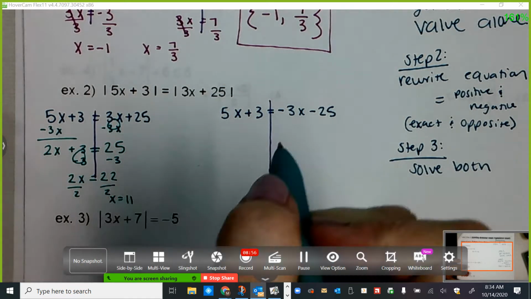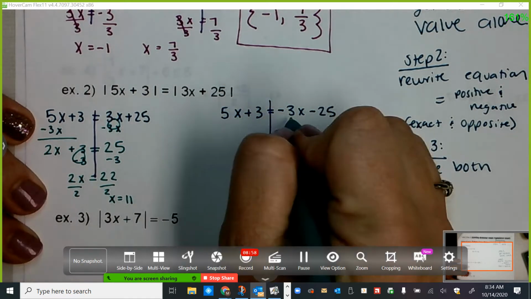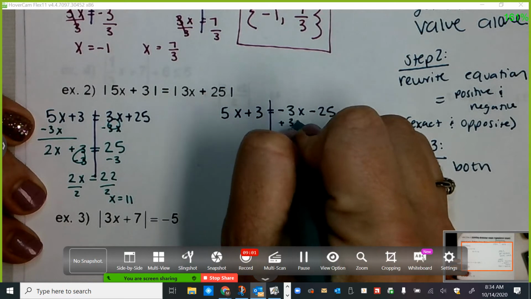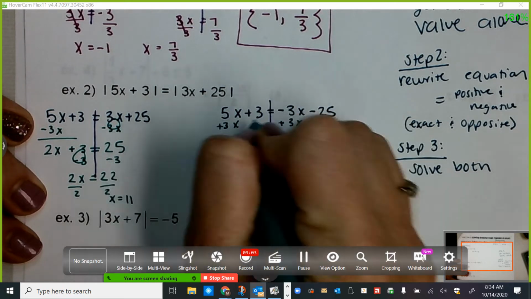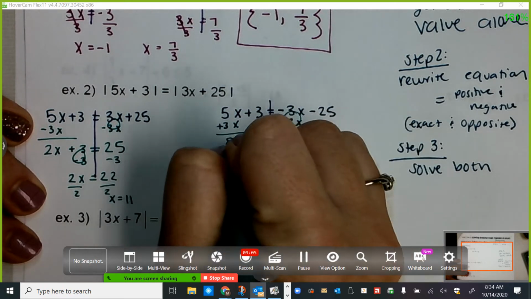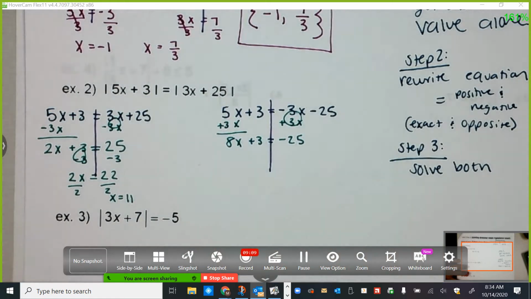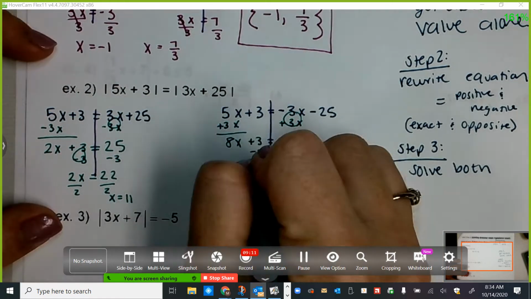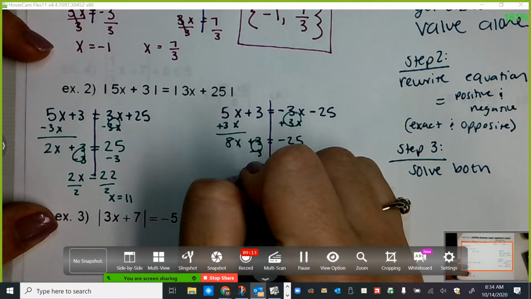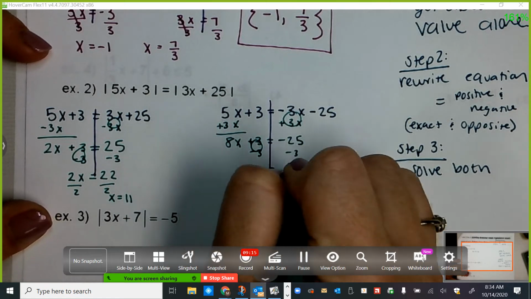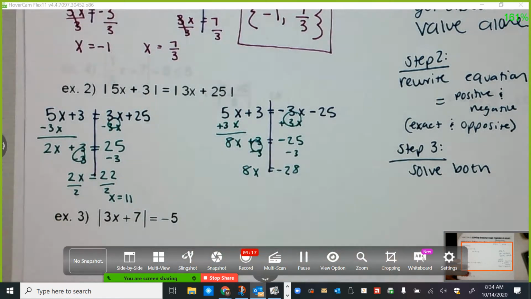So we do the same thing on this side, except again, we're going to move this 3x, but this time we're going to add it because it's negative. We get 8x plus 3 equals negative 25. Now what? Subtract 3. And I get 8x equals negative 28. Last step.